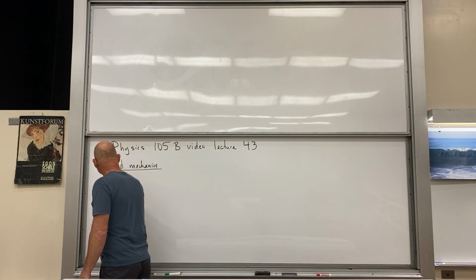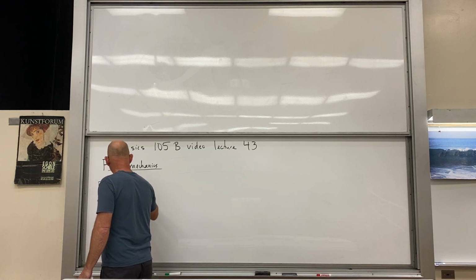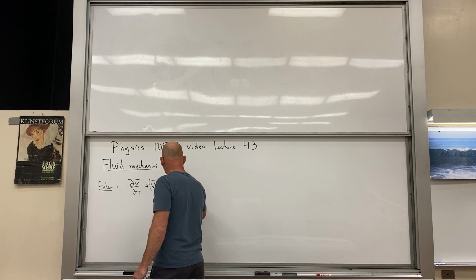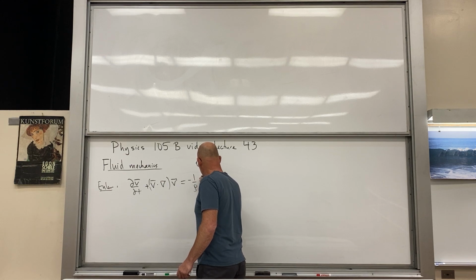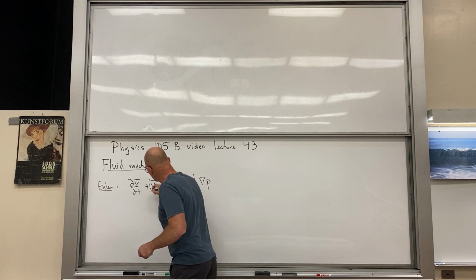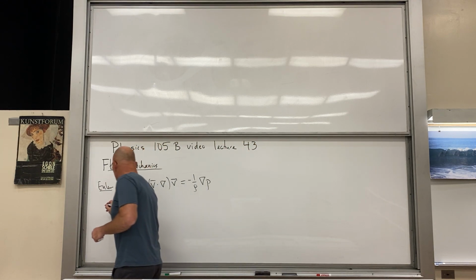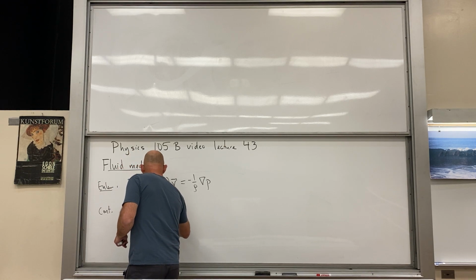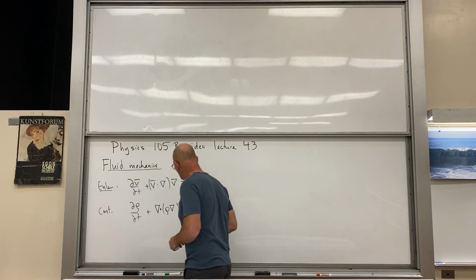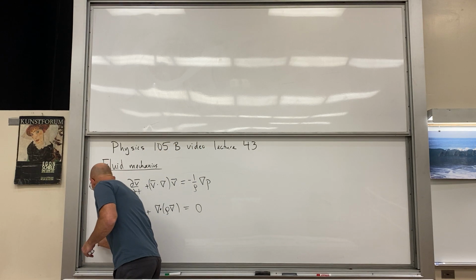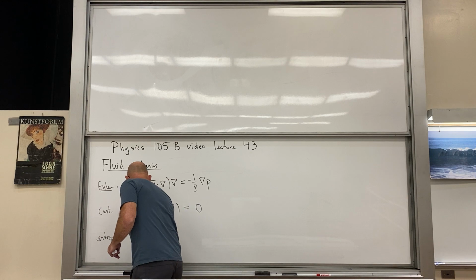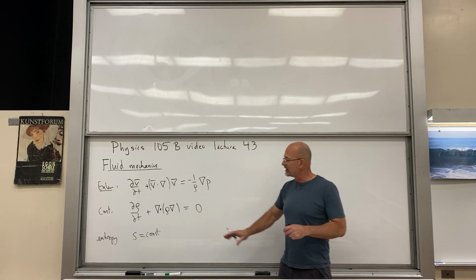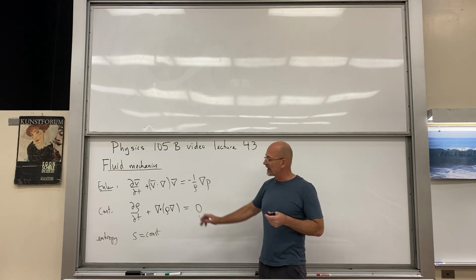So what we have is the Euler equation, which is dV/dt plus V dot gradient operator acting on V equals minus 1 over density times the gradient of the pressure, and then we have the continuity equation, and that is d rho/dt plus divergence of rho V equals 0. And then we have entropy, and when I just write S equals constant, I'm just using the fact that we have no dissipation, no energy dissipation in an ideal system like this. Okay.